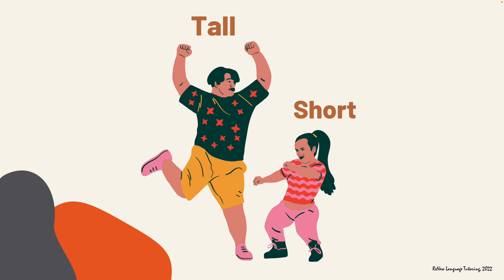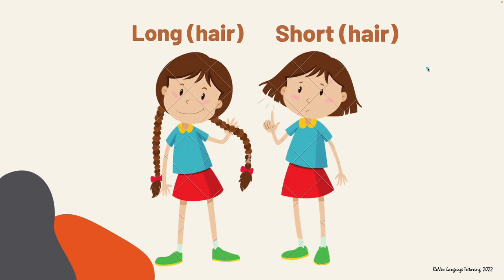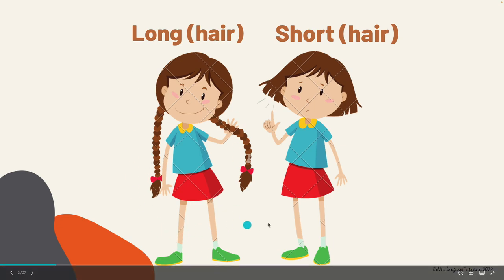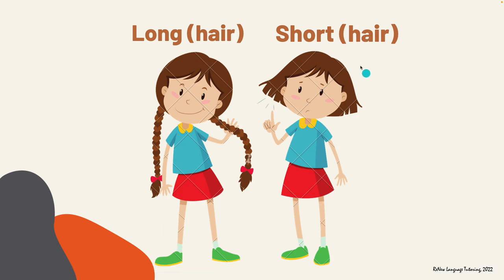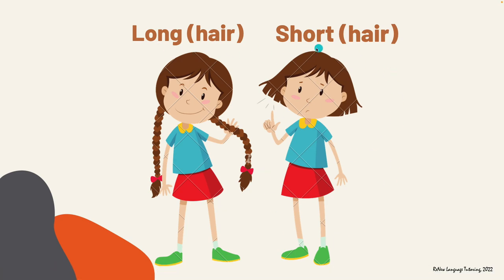So we have tall here, tall, and short. Tall, short. Long hair, as you can see, and short hair, as you can see. So long and short can also be used with other things besides hair. This is just one example. Long hair and short hair.